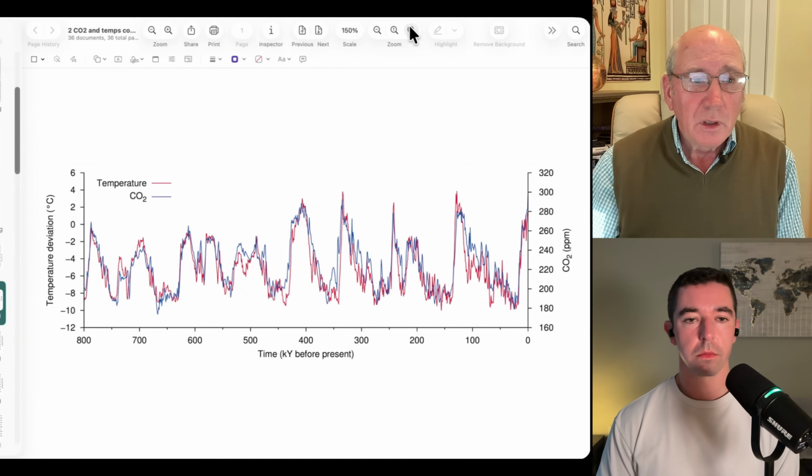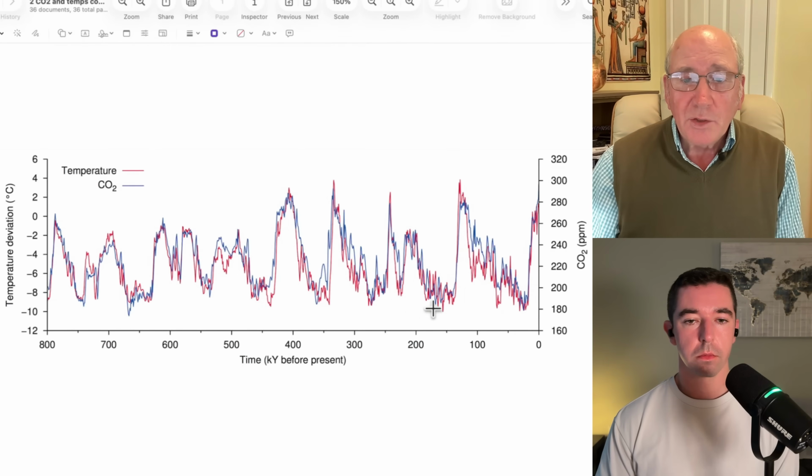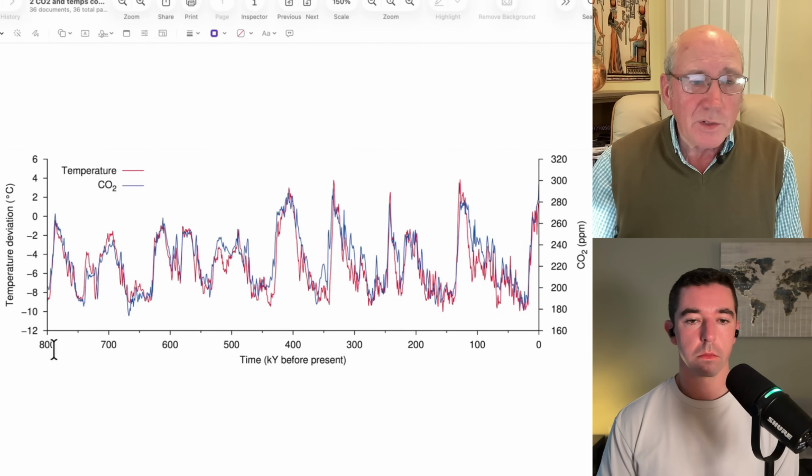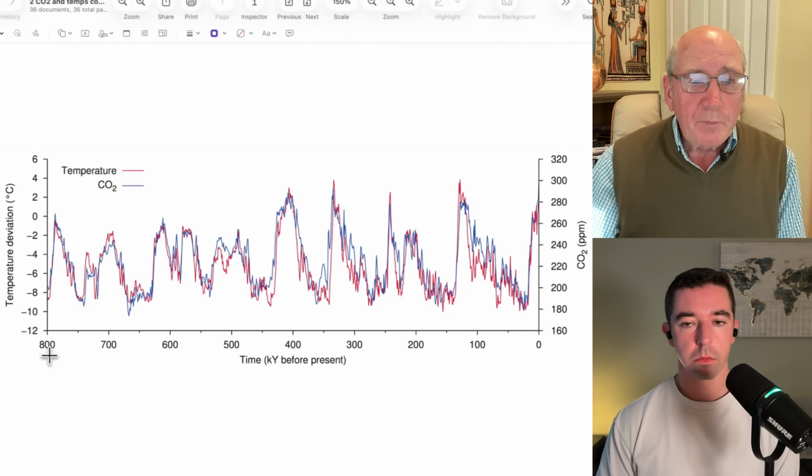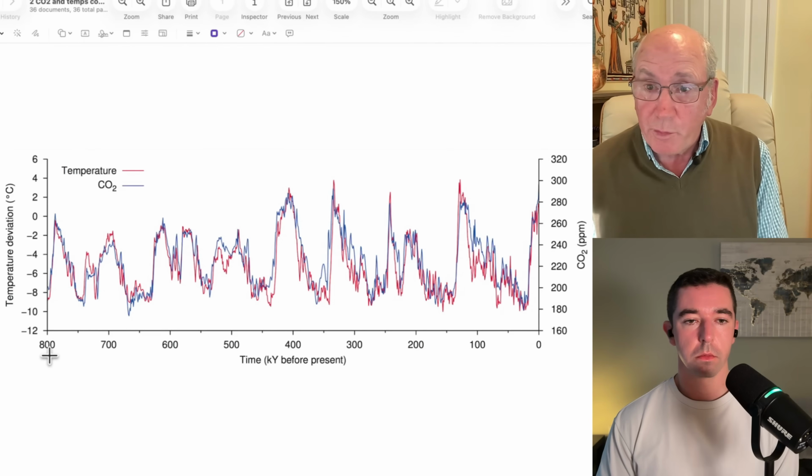This is temperature versus CO2. So CO2 on the right is in the blue, and temperature on the left is in the red. Today's date on the right, going back 800,000 years. And the temperature comes from ice cores.